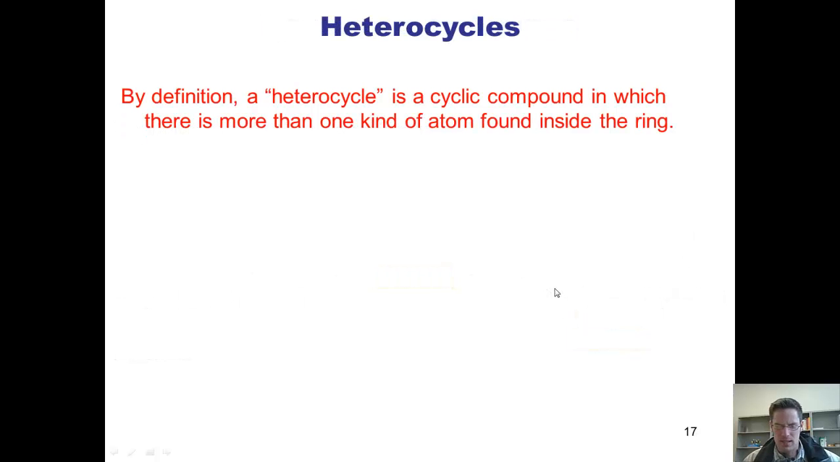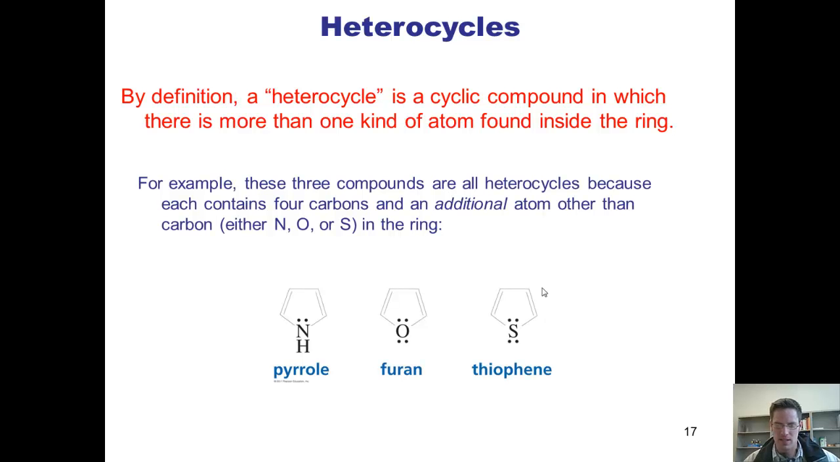I now want to begin exposing you, and I mean that in a non-creepy way, to heterocyclic compounds, beginning with this slide. And what is a heterocycle? By definition, a heterocycle is a cyclic compound in which there is more than one kind of atom found inside the ring. For example, these three cyclic compounds are all heterocycles because each of them contains 4 carbon atoms and an additional atom other than carbon, either nitrogen, oxygen, or sulfur in the ring.